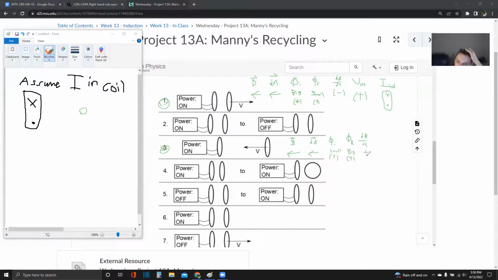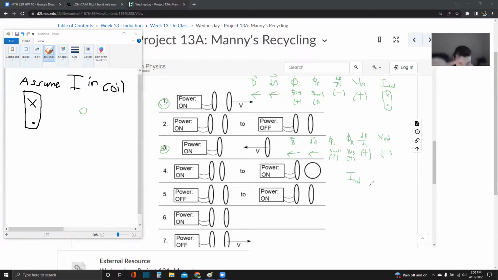Wait a minute, I think I messed up here. At first it's small and it gets bigger, positive, right? So that means that my V induced is negative, because it's negative 1 times our change in flux over change in time. That tells us our I induced. We're going to do that same right-hand rule, but now since our voltage induced is negative, we're going to be pointing opposite of our area vector.